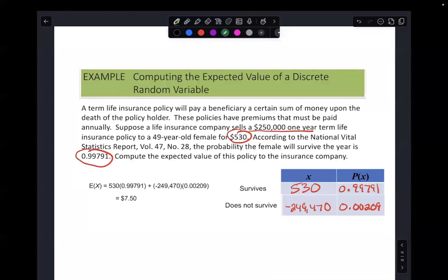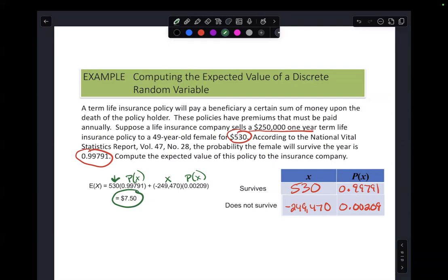All right, so this math right here is the random variable times the probability of that random variable happening. This is an "or" situation, because you're going to get this or this. Don't worry about it. Anyway, if I take the outcome times the probability plus the other outcome times the probability, I get $7.50.